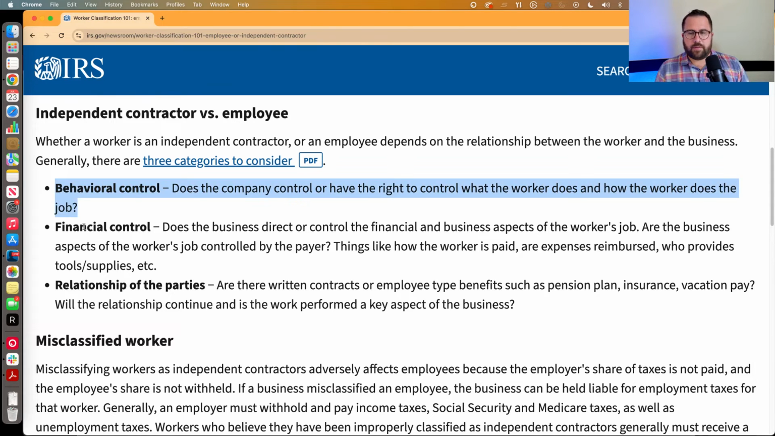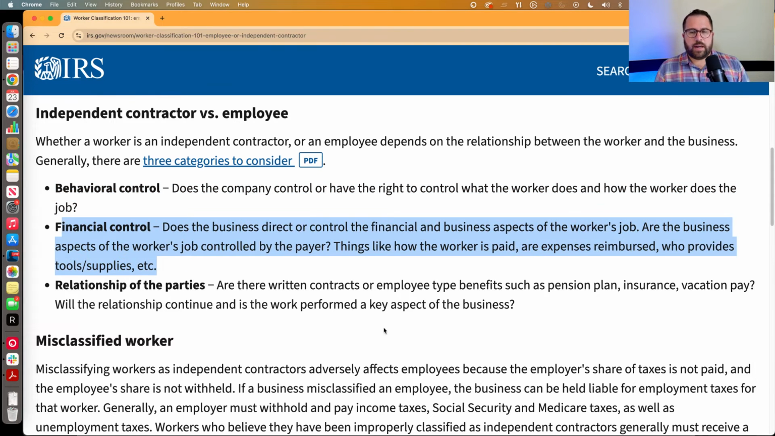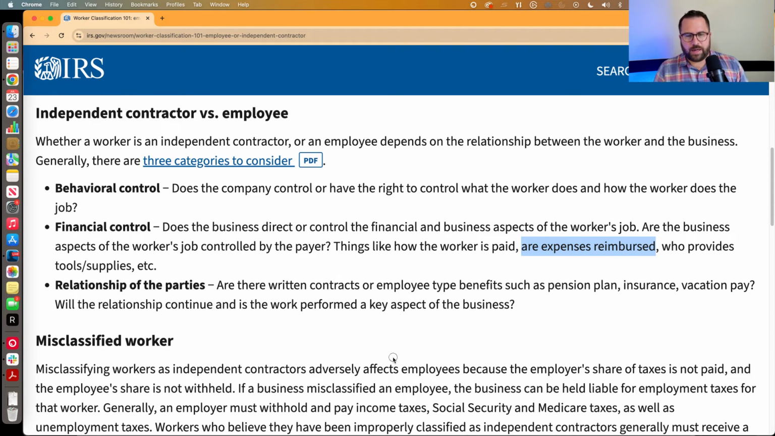And then other things like financial control, right? How expenses are reimbursed. Typically if it's an independent contractor situation, the contractor is probably going to eat the cost of things required to do the job. Well, if it's an employee, they're not going to pay anything out of pocket, right? They're going to submit a reimbursement request to the employer to get reimbursed, right? And the relationship of the parties, right? Are there written contracts or employee type benefits such as a pension plan, insurance, PTO? Those all indicate an employee relationship.